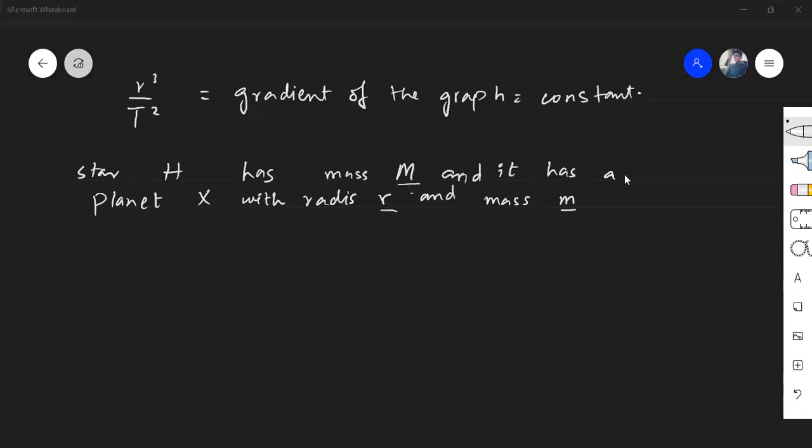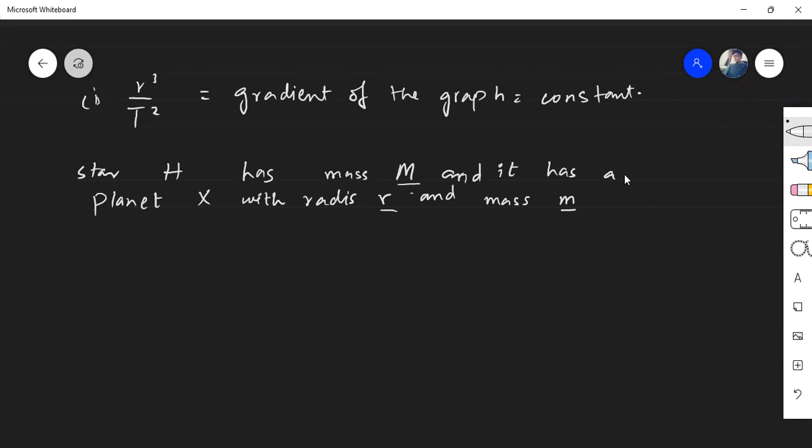Okay, so part one was that r cubed over t squared is equal to the gradient of the graph, which is basically constant. And then moving on to part two. This is something that we have defined where the star H has a mass M and it has a planet X with radius r and mass m. So these are some of the variables that we have defined.